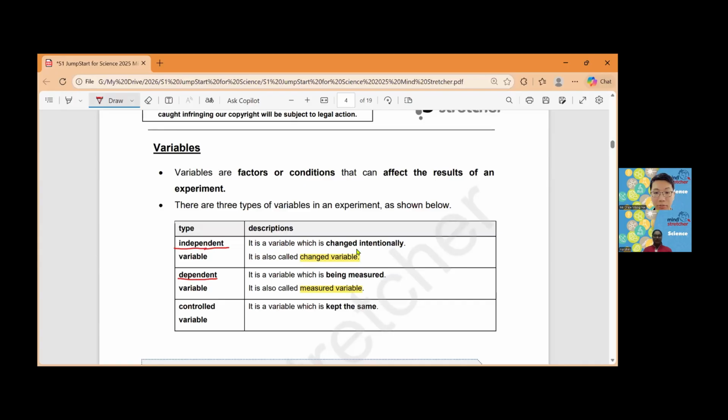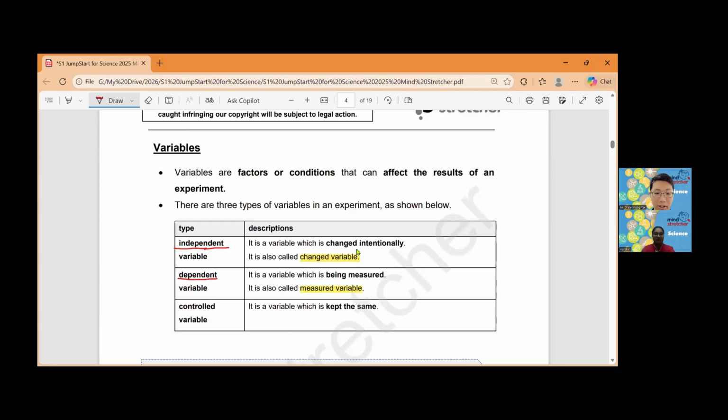So the changed variable is the one that you change, and that is the independent variable. The measured variable is the variable that you measure, and this measured variable is called the dependent variable. Why is it called dependent variable? Because it depends on the changed variable. Whatever variable has been changed will cause changes in your experimental results, and that is your dependent variable. It depends on your independent variable.